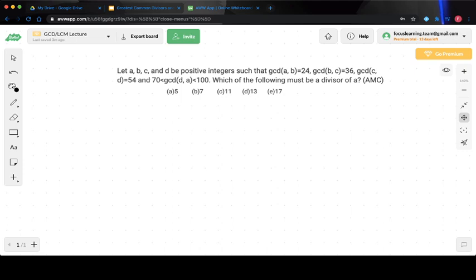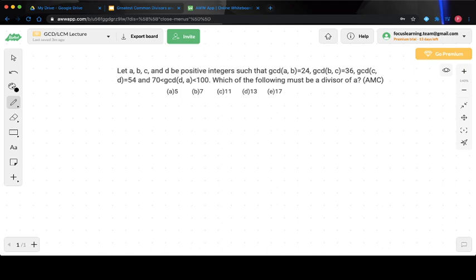So this problem is probably the most challenging in our lecture today, so if you have any questions on my explanation, just ask. We're given that the greatest common divisor of A and B is 24, the greatest common divisor of B and C is 36, the greatest common divisor of C and D is 54, and the greatest common divisor of D and A is between 70 and 100. This is a multiple choice question, and we're asked which of the following must be a divisor of A. There are many fake ways to solve this problem, but those aren't really instructive, so we're going to try to solve this in a proper way.